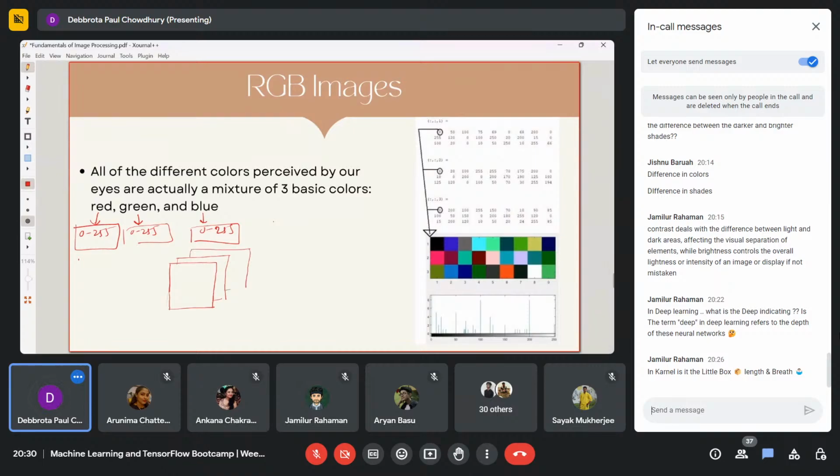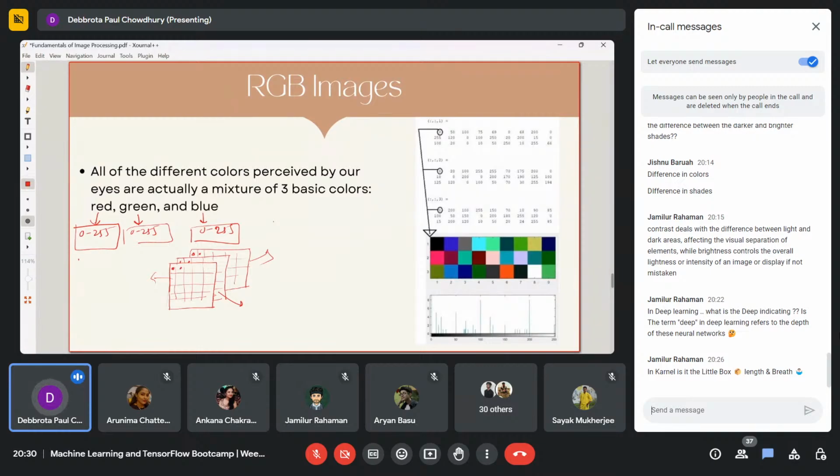So we have three channels basically like this. If these are the pixel values, if this is the zeroth pixel, this will be the zeroth pixel here, and this will be the zeroth pixel. This is the first pixel, first pixel, first pixel, like that. Okay. Now this is the first matrix, this one is the second matrix, this one is the third matrix.